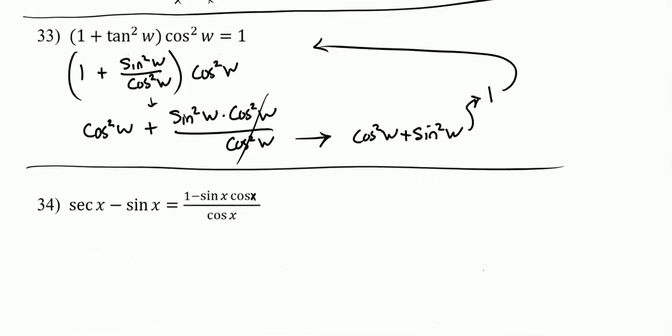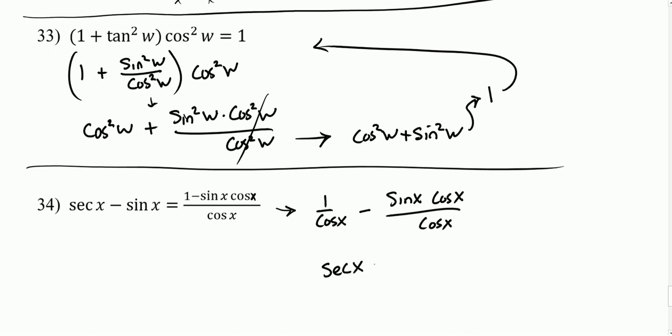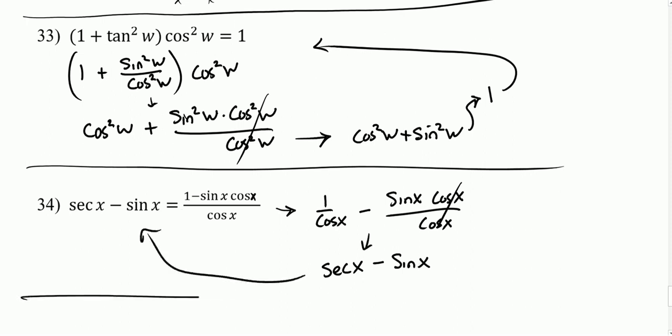34. I'm going to work on the right-hand side on this one, so I'm going to split it up to 1 over cosine x minus sine x cosine x over cosine x. 1 over cosine x is the secant x minus, cosines cancel out, you get sine x, and that's exactly what we're trying to show it equals, and our proof is done.